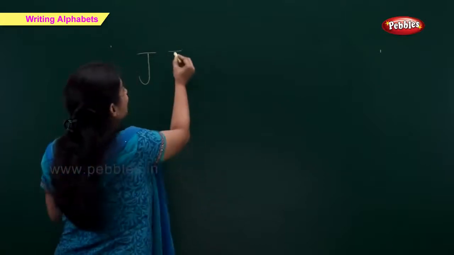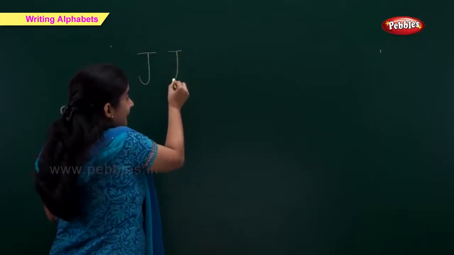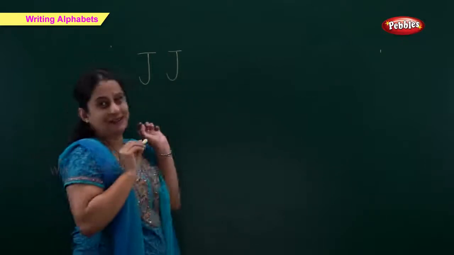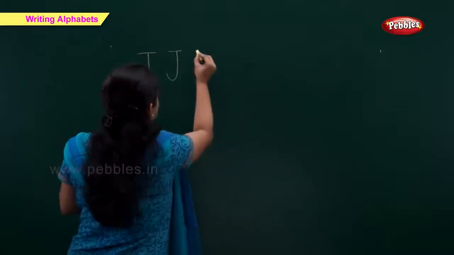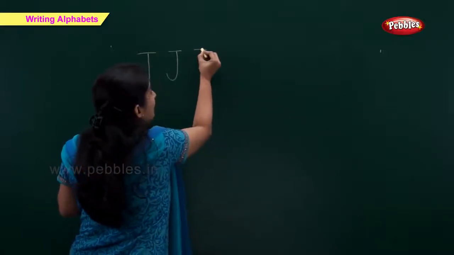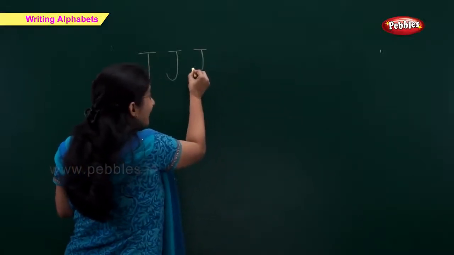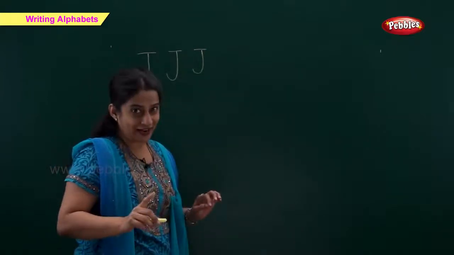Sleeping line, standing line with small curve makes J. One more time. Sleeping line, standing line and curve makes J.